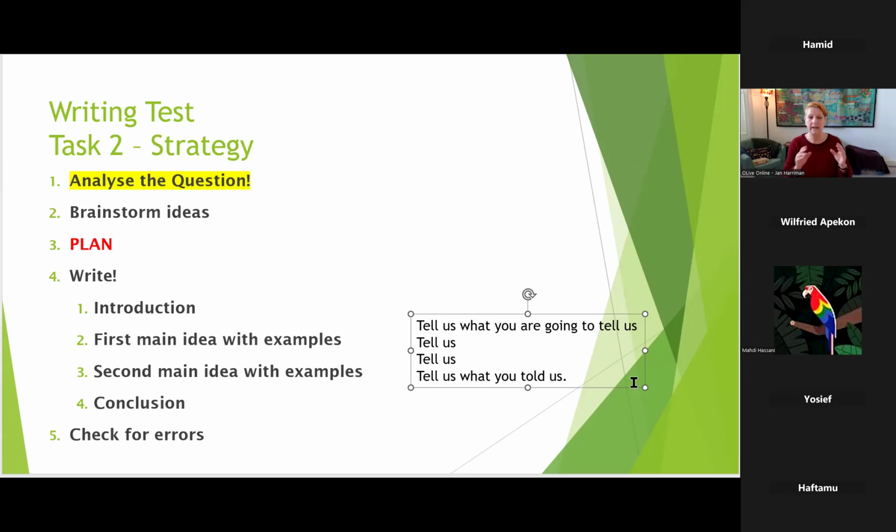Okay? So the introduction is when you say, this is what my essay is going to be. These are the main headings. These are the main points I'm going to cover, and this is what I think about it. Those are the 3 things you need in your introduction. What is this about? So you restate the question. What are the main points I'm going to cover? And what do I think about it? That goes into your introduction.